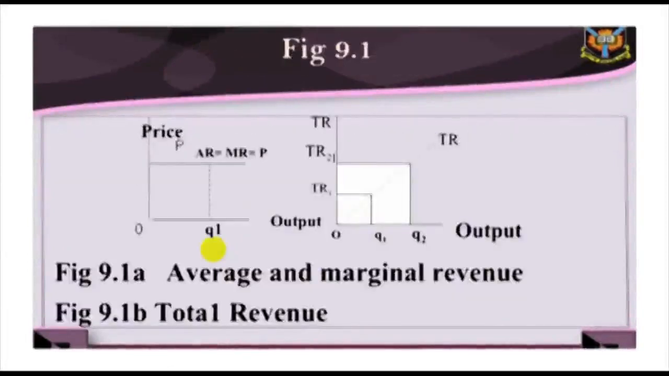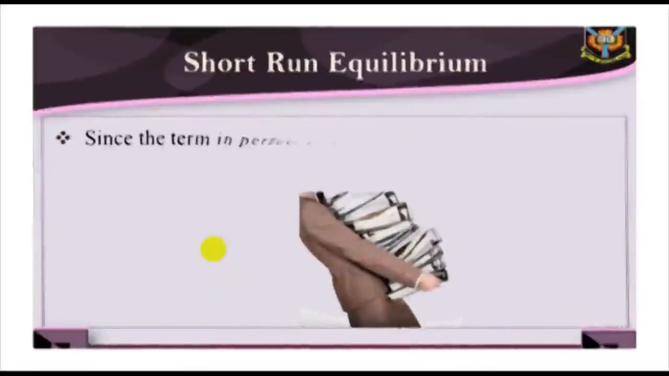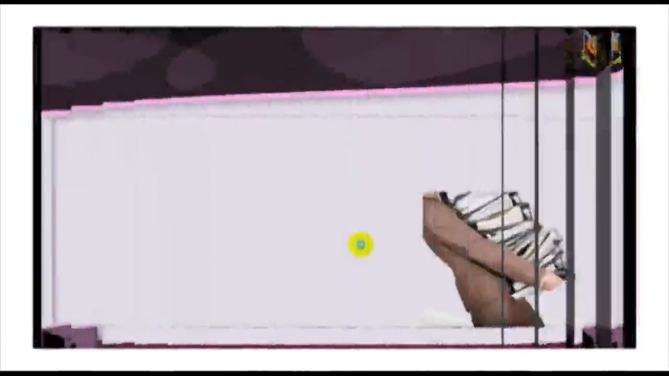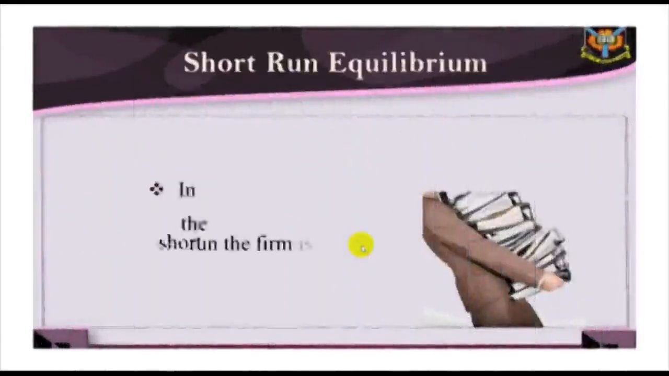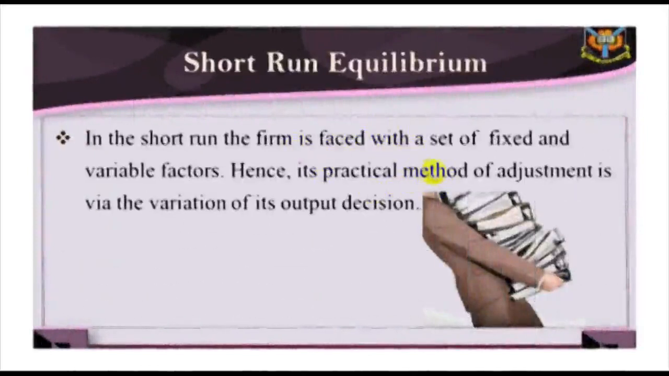Short-run equilibrium. Since the firm in perfect competition faces a given market price, the firm adjusts to different market situations by changing its output. But in the short run, the firm is faced with a set of fixed and variable factors. Hence, its practical method of adjustment is via the variation of its output decision.